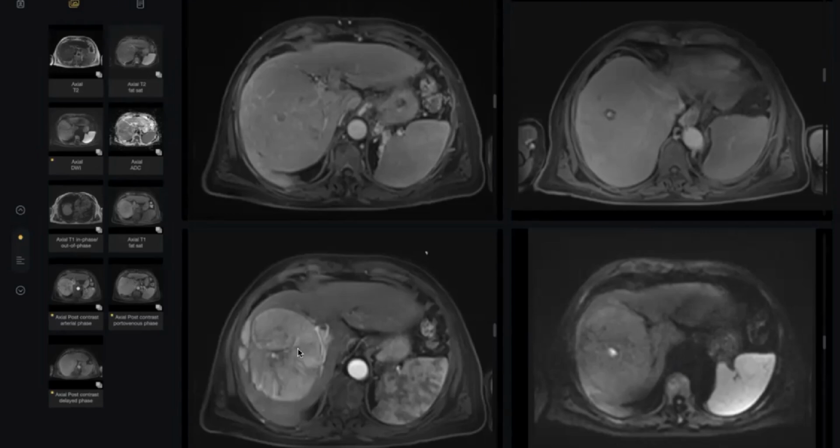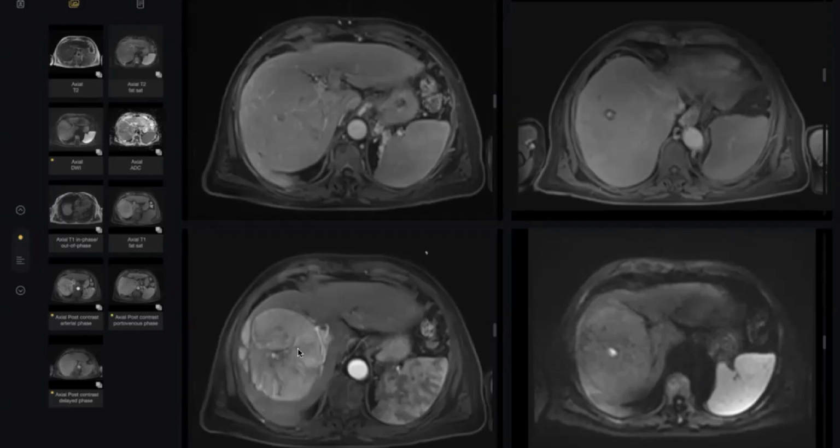Because of this one, it might be focal nodular hyperplasia. Yes, you are correct. Very nice. So we can give hepatocellular specific contrast. Excellent.